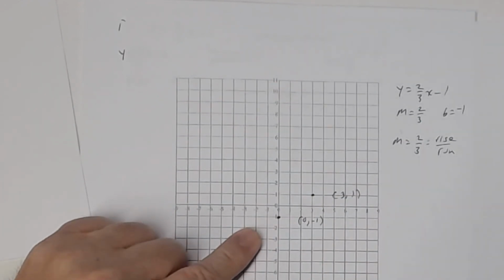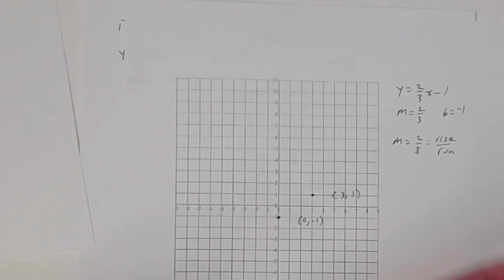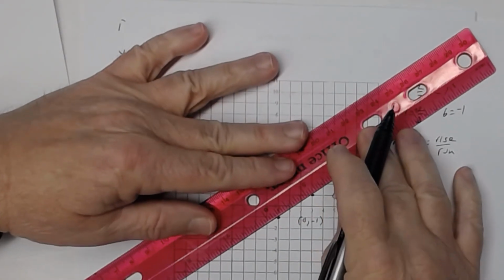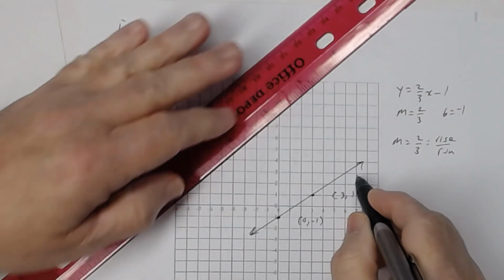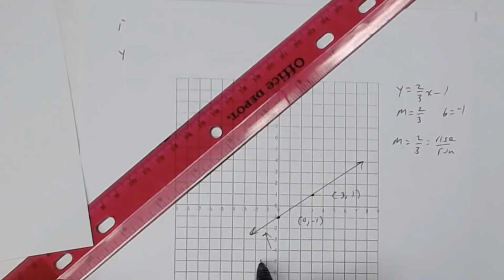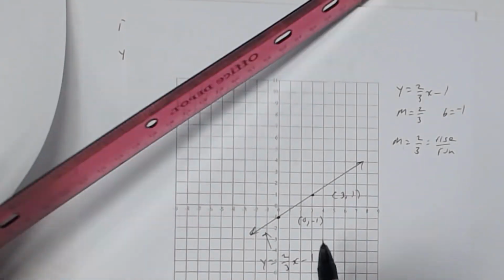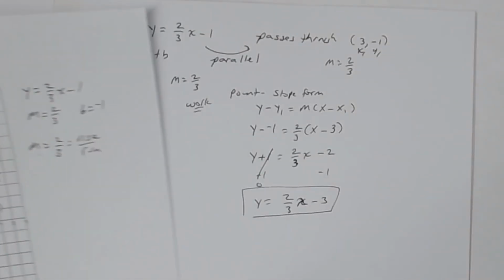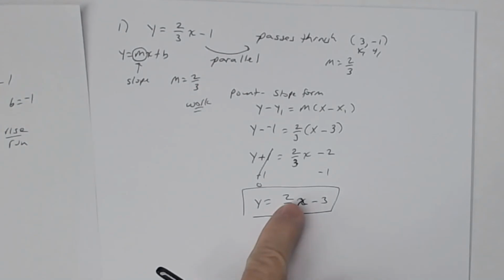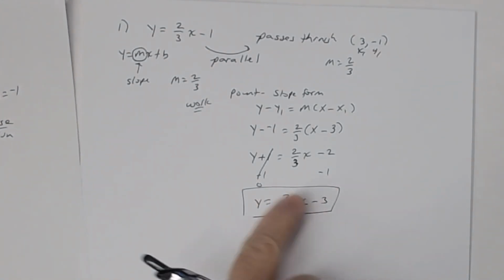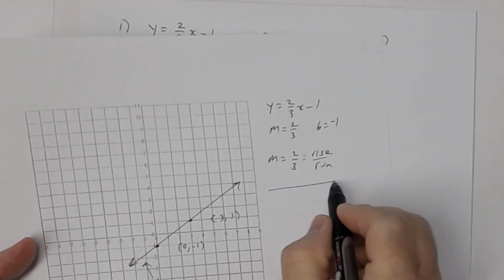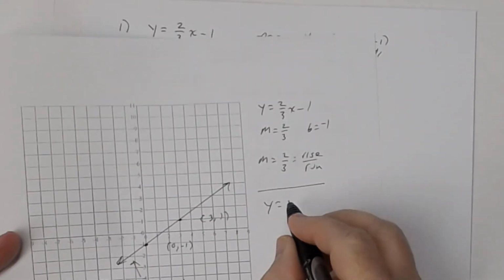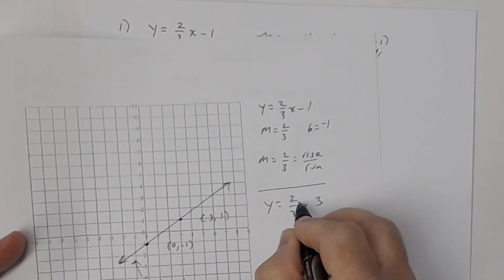And so if I graph that line right here, let me go ahead and draw this. All right, so right here, that's the line y equals 2/3 x minus 1. Now let's look at the other equation that we just found. So we're saying that this line and this line are parallel, right? So let's look at this one. So this one is y equals 2/3 x minus 3.